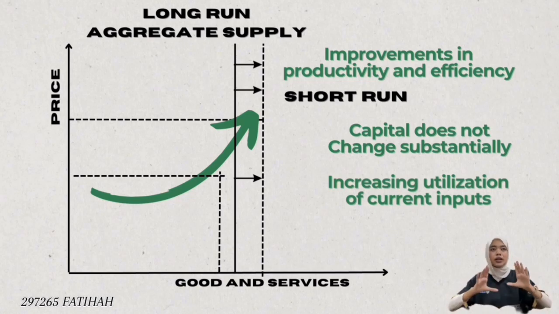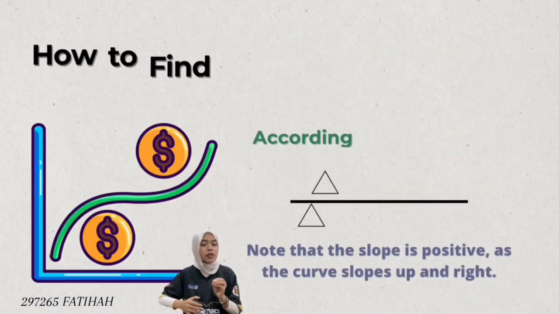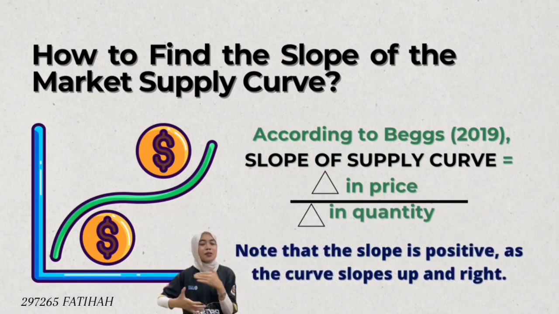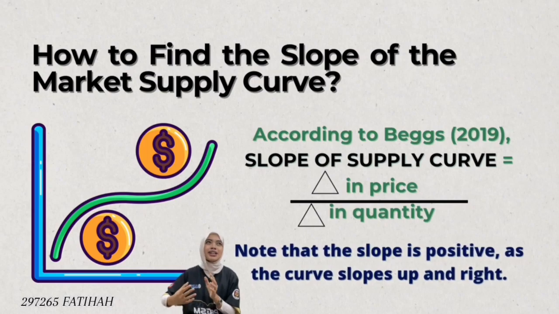Did you know how to find the slope of the market supply curve? According to BATS 2019, the slope of the supply curve equals the change in price divided by the change in quantity. The slope is always positive and the curve slopes up and right.